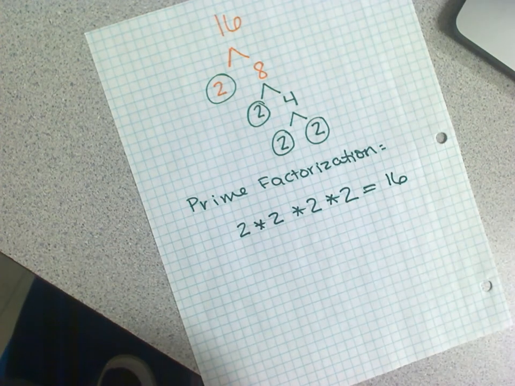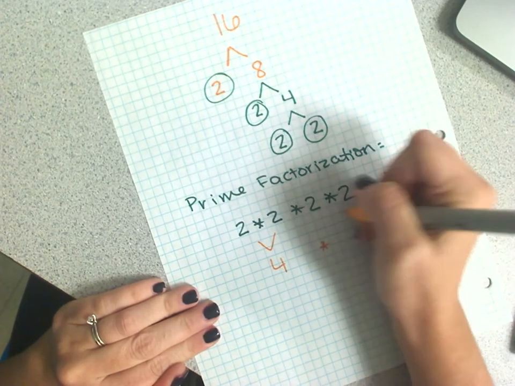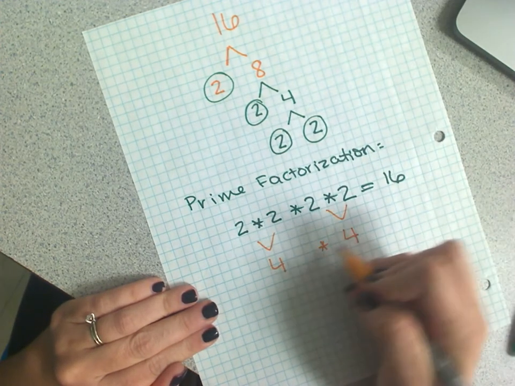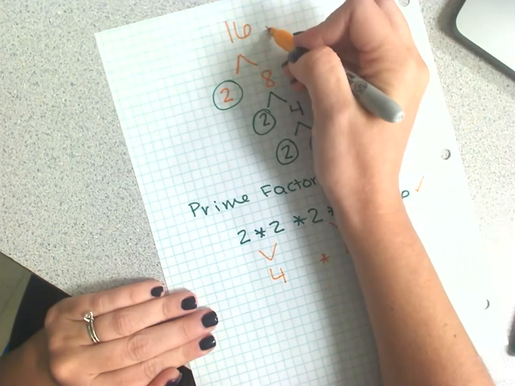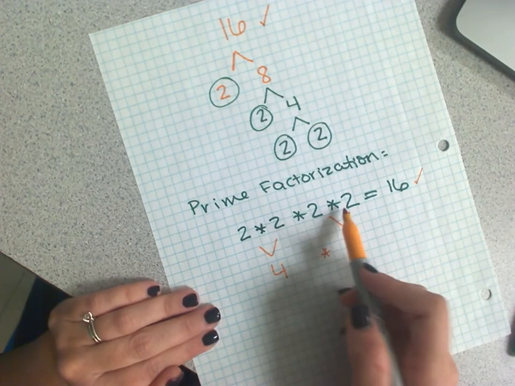Let's double check, make sure we're right. 2 times 2 is 4. 2 times 2 is 4. 4 times 4 equals 16. Checks out. We are correct. Are all of our numbers prime? Yep, yep, yep, yep.